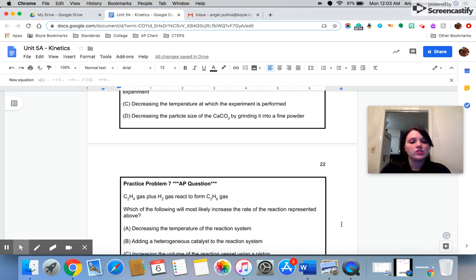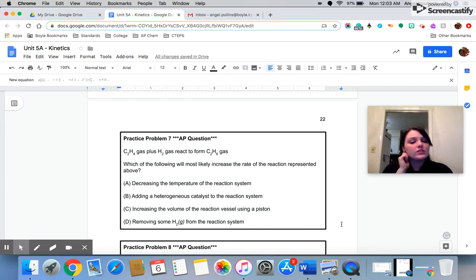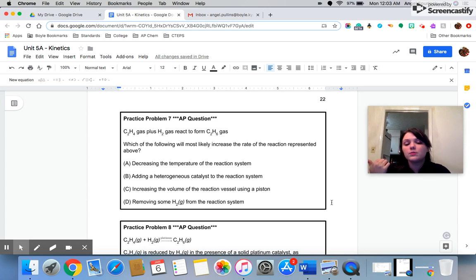So let's move on to question 7. Question 7 says you have C2H4 gas plus hydrogen gas reacting to form C2H6. Which of the following will most likely increase the rate of the reaction represented above? So this is exactly like the last question. Decreasing the temperature, we've already talked about why that is not going to increase the reaction rate. Less collisions, also less energy. That's going to decrease the reaction rate.